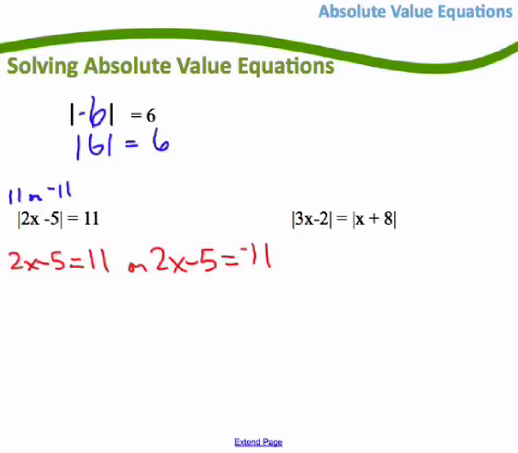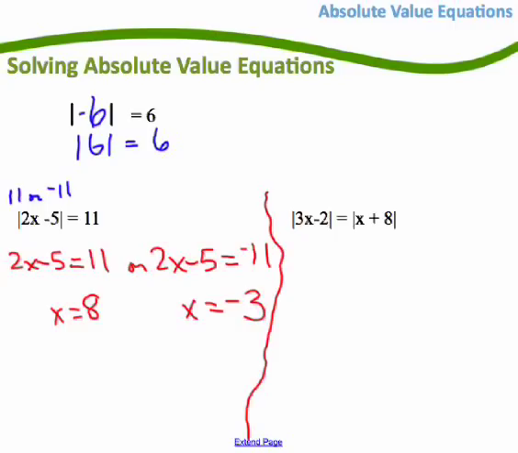Take the 5 over, that'd be 16 divided by 2 comes out to 8. Take the 5 over, that'd be -6 divided by 2, x is equal to negative 3. So these are my two solutions for this absolute value. And you'll find that when you do absolute value questions, you'll typically get two answers for them.